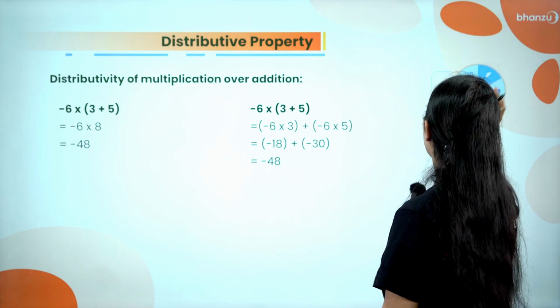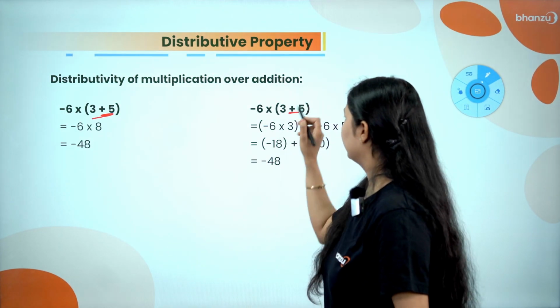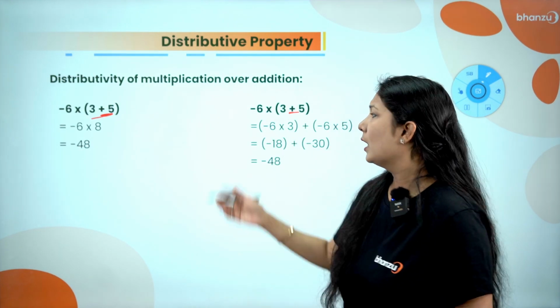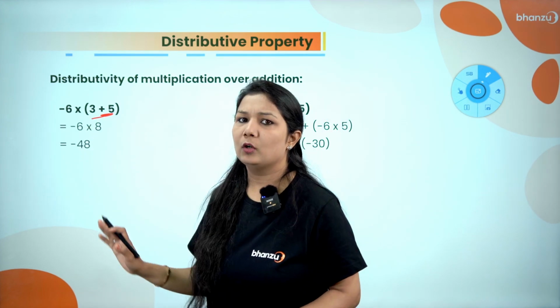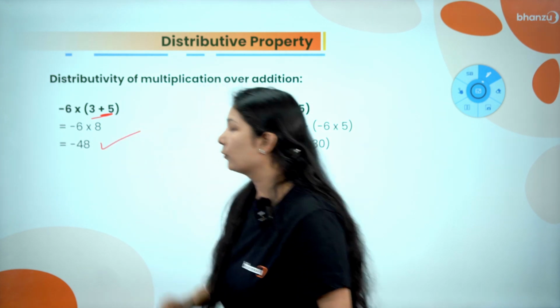So over addition, what happens? You will see a plus sign over here, right? You will see a plus sign. Now what do we do? Basically, if you get this question, what will you do? You will solve the bracket first. So 5 plus 3 is 8, 8 into minus 6 is minus 48.